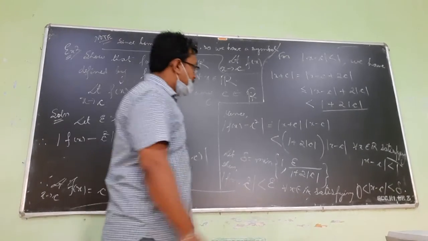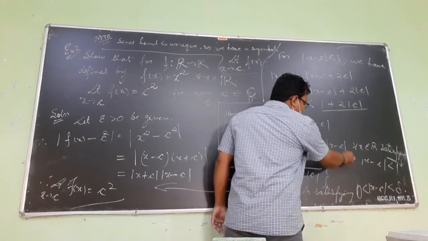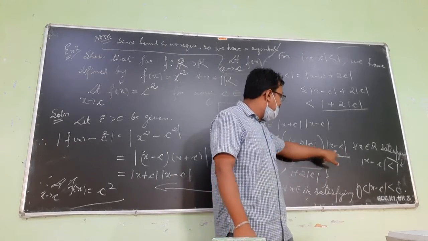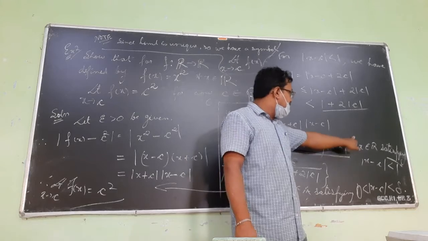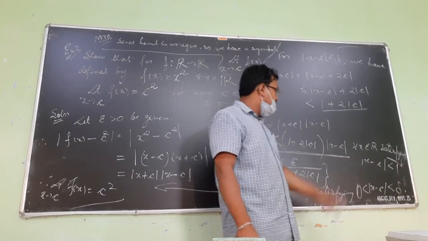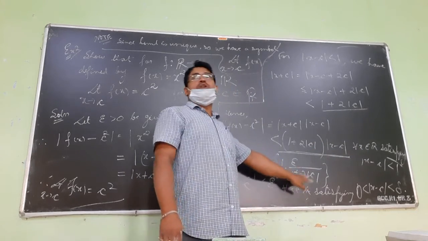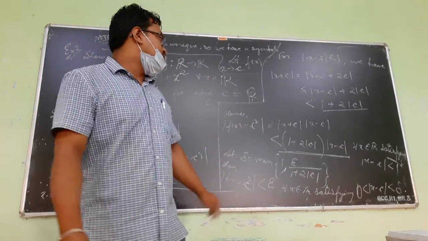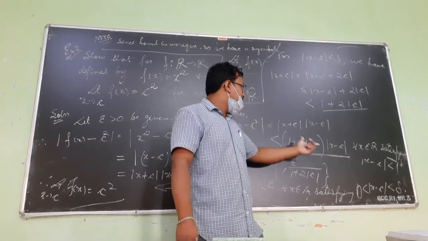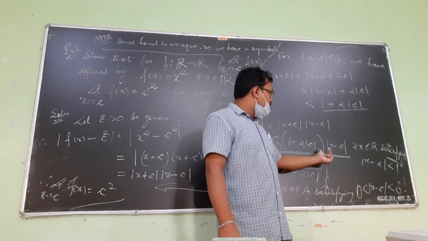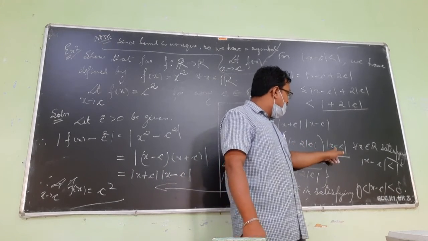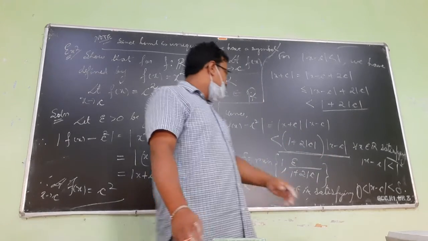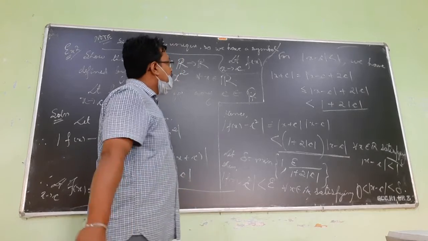Actually, at this stage you just apply the idea that this should be less than epsilon. Then mod of x minus c should be less than epsilon by 1 plus twice mod c. You don't have to learn this by heart. There is no need to memorize these things; if you memorize, you won't be able to do it. Don't memorize this. From here you can identify that delta should be something like epsilon by 1 plus twice mod c. Then you can write. Clear?